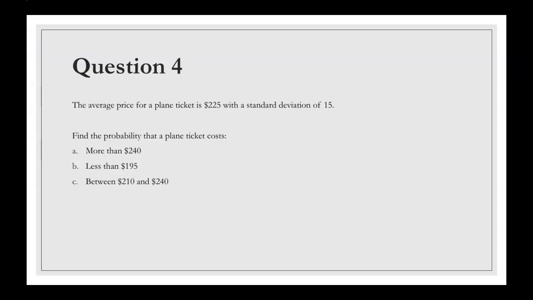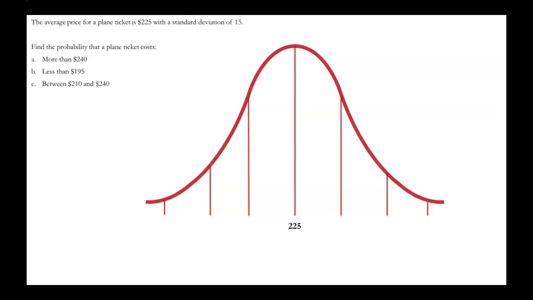So now question number 4. It says the average price for a plane ticket is $225 with a standard deviation of 15. We need to find the probability that a plane ticket costs more than $240, less than $195, and between $210 and $240. So we're going to be using the empirical rule in this problem.